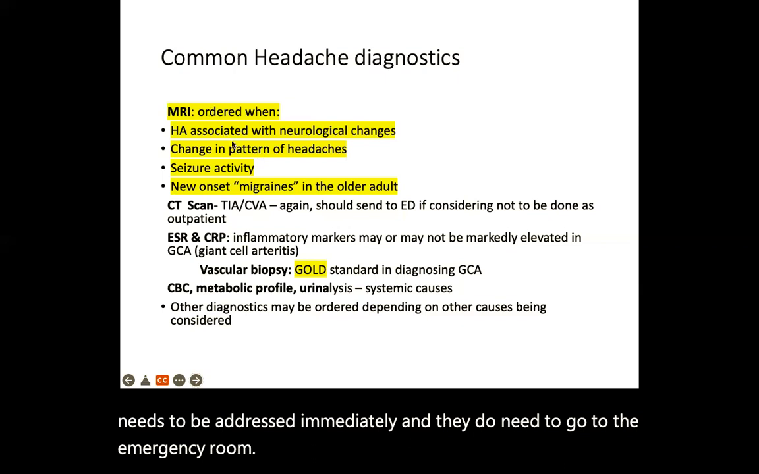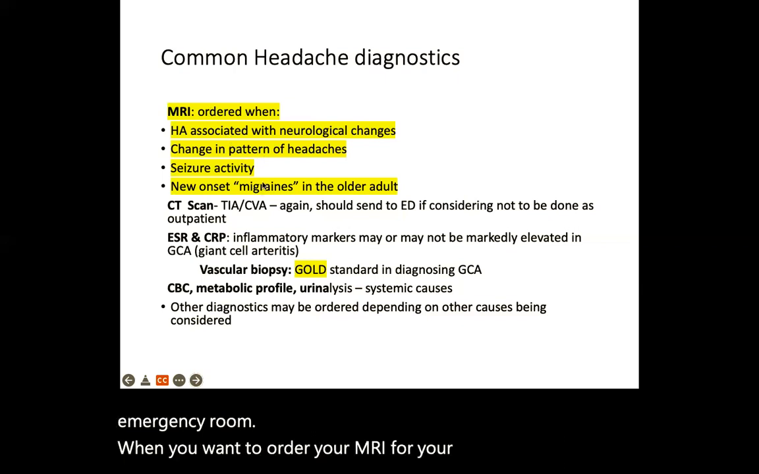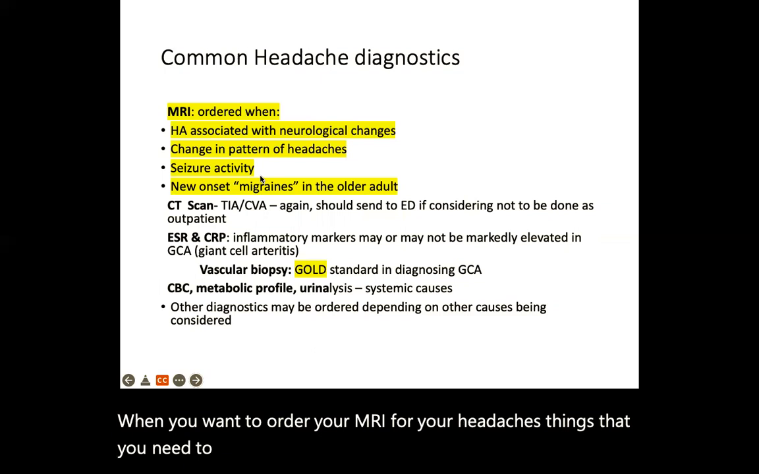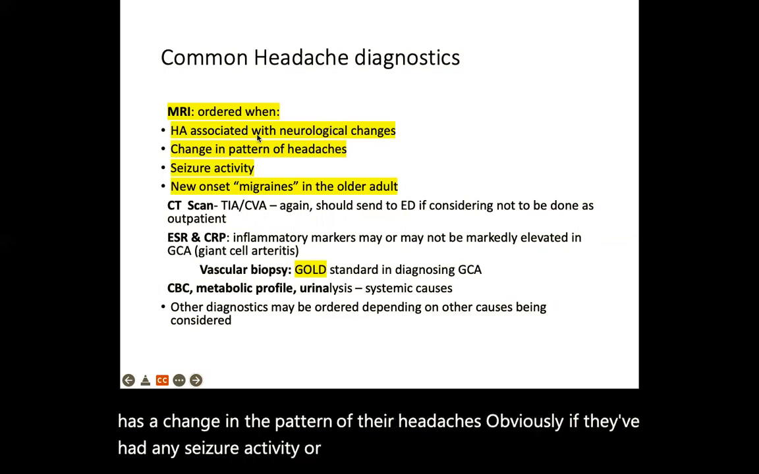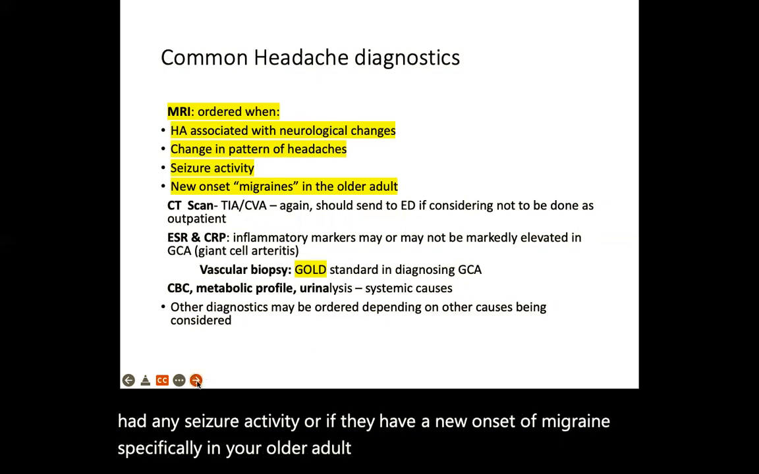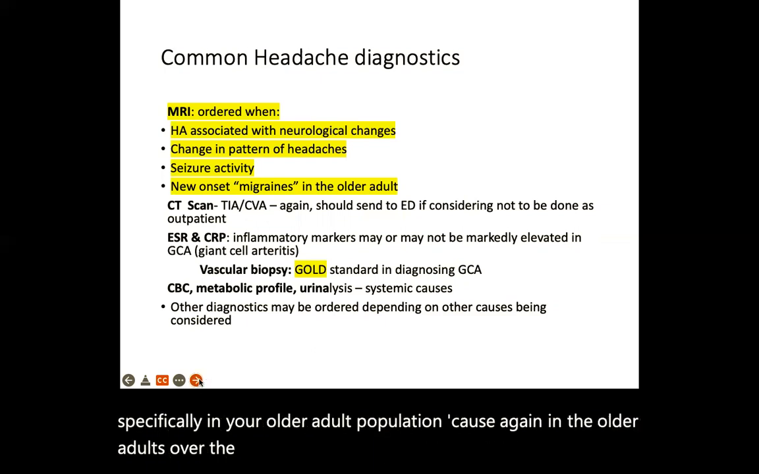When you want to order your MRI for headaches, things you need to consider in terms of when to order it are if the patient has a change in the pattern of their headaches, if they've had any seizure activity, or if they have a new onset of migraines, specifically in your older adult population. Because again, in older adults over the age of 50, that's when we worry about GCA.